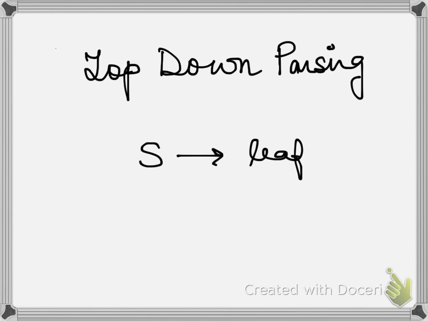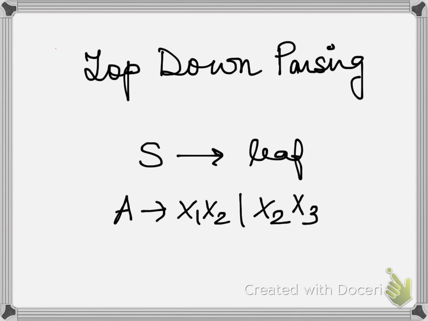applied. So suppose I have a production like this, say x1, x2 or x2, x3 like this. I have multiple choices. So now if I have to expand A, the question is which of these two productions should be applied. To determine this, there are different ways. And this is determined by the type of top-down parsing that you're going to use.